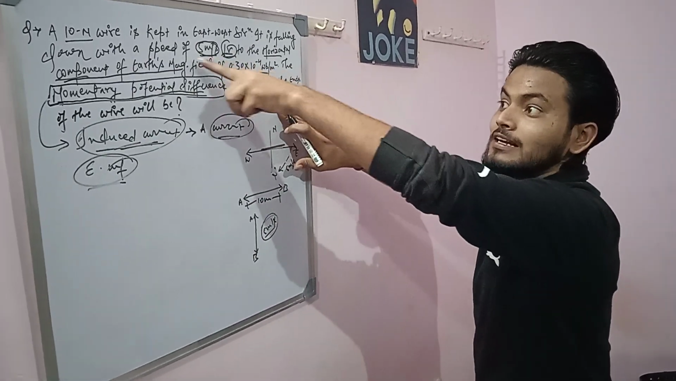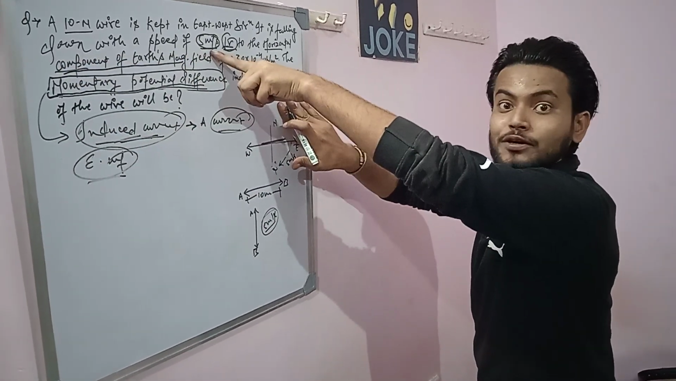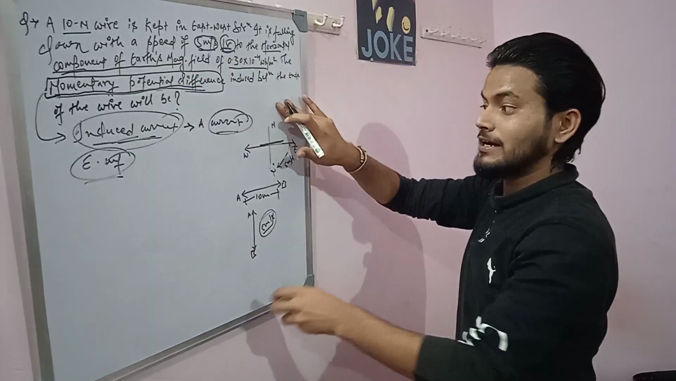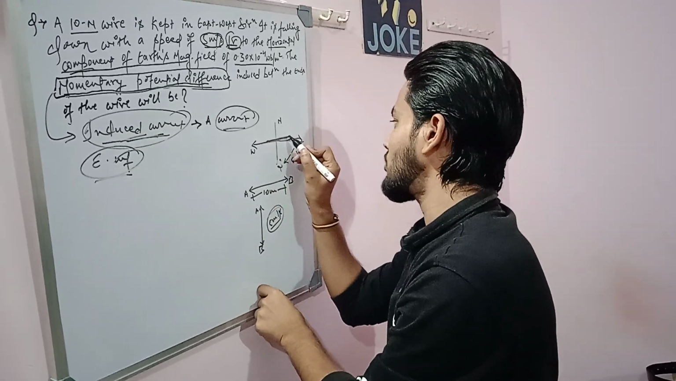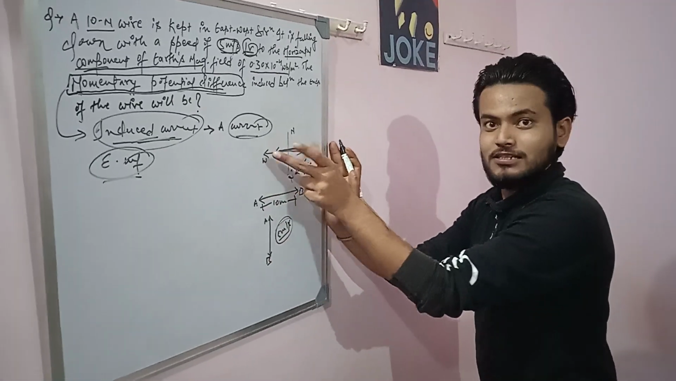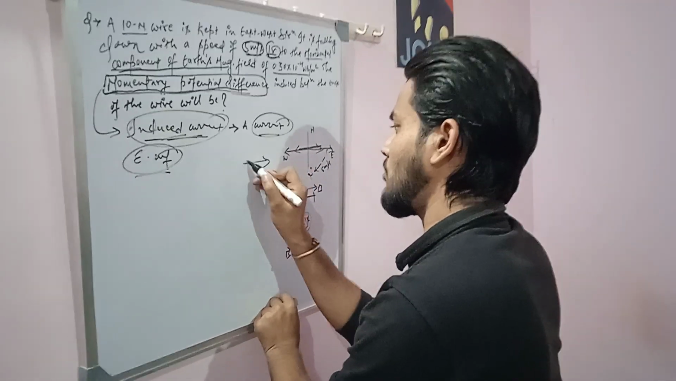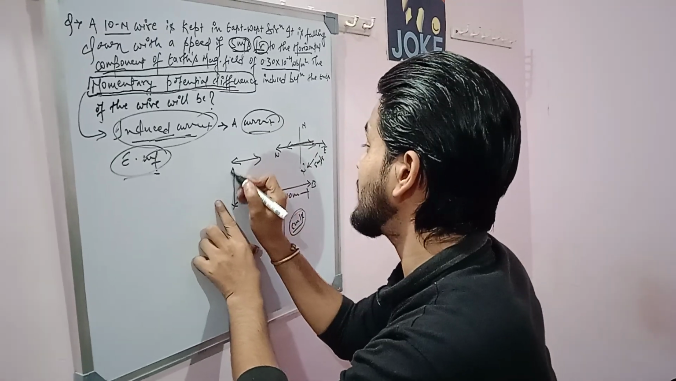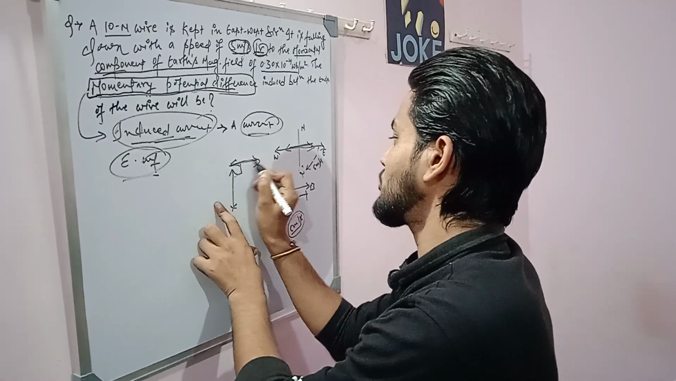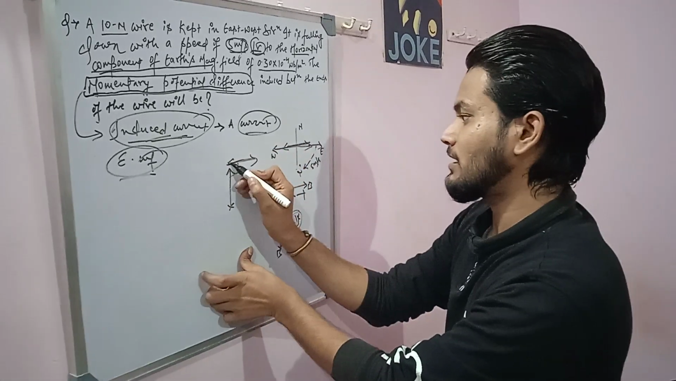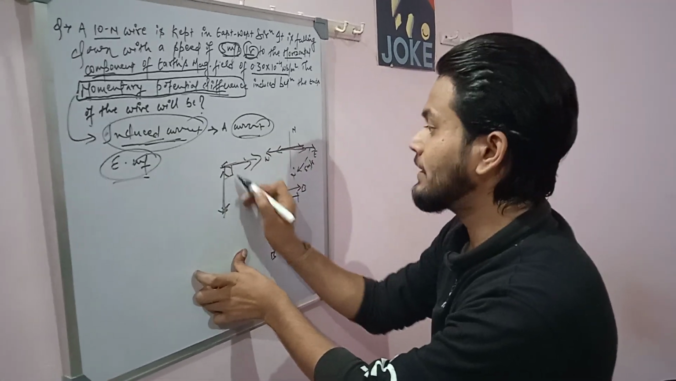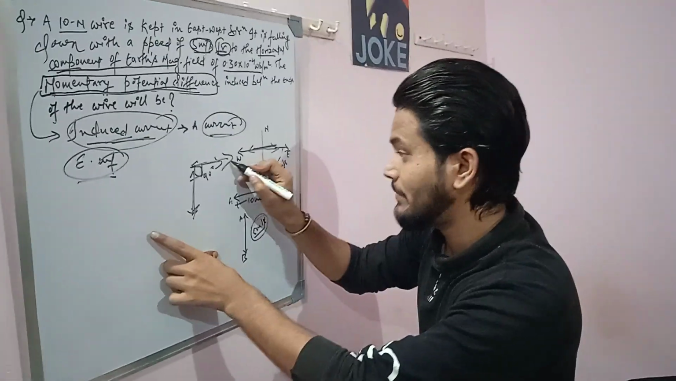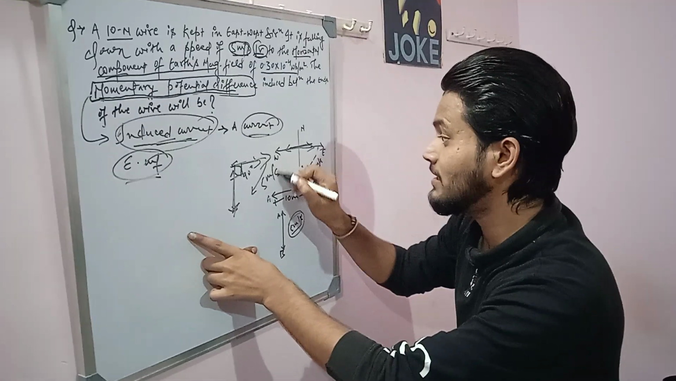It is given that when the wire is falling down with a speed of 5 meter per second, it is perpendicular to the horizontal component of Earth's magnetic field. Suppose this is the horizontal component of the Earth's magnetic field. Then the wire is always perpendicular to that magnetic field, which means this will be 90 degrees. So the wire coming down with the speed of 5 meter per second is perpendicular.